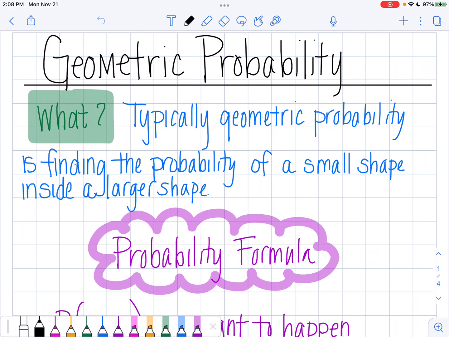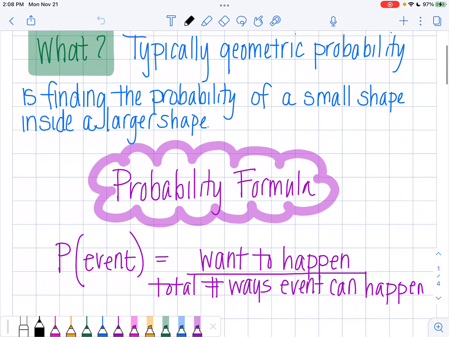So let's just talk really fast about what probability is. Probability is the chance of something happening. Probability is always going to be a number between 0 and 1, and it's usually reported as a percent, like a 10% chance or a 20% chance. But when you mathematically figure it out, you get a decimal between 0 and 1, where 0 would be 0% and 1 would be 100%. It's always going to happen.